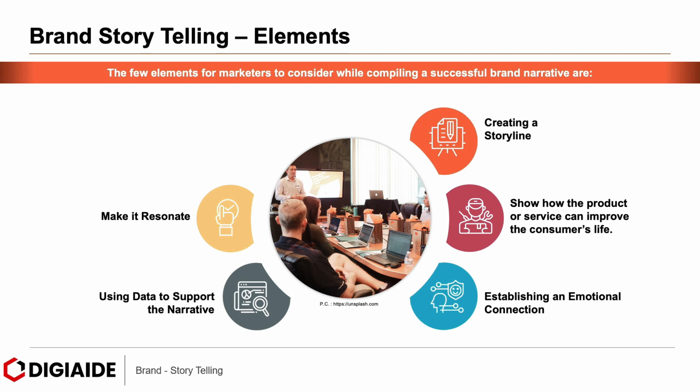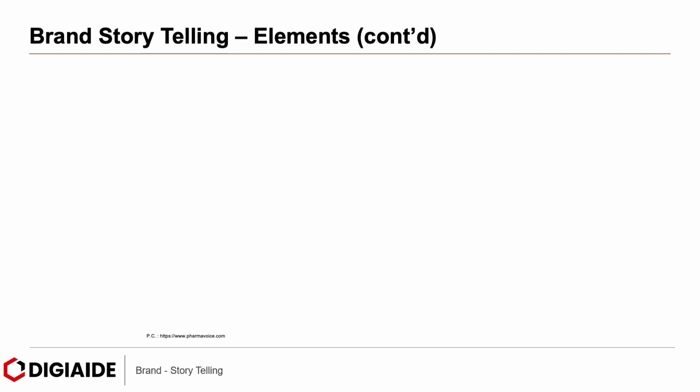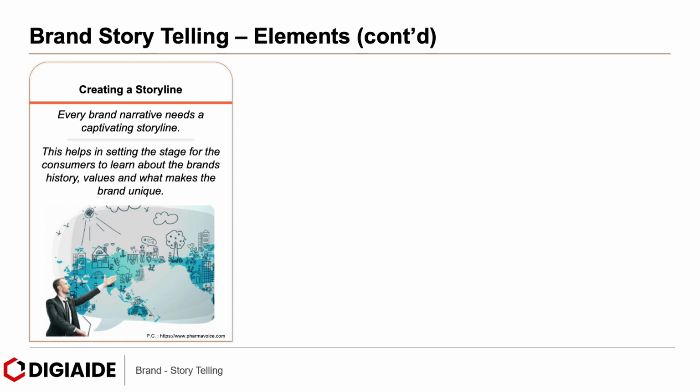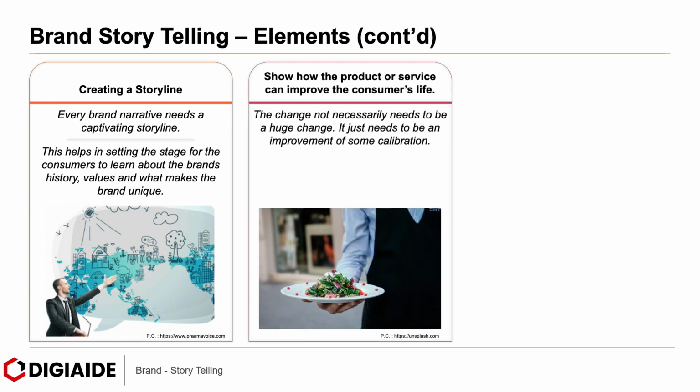Fifth, making it resonate. And finally, leverage social media. Now let's look at each one of them briefly, starting with creating a storyline. Every brand narrative needs a captivating storyline. This helps in setting the stage for the consumers to learn about the brand's history, values, and what makes the brand unique. Next, show how the product or service can improve the consumer's life.